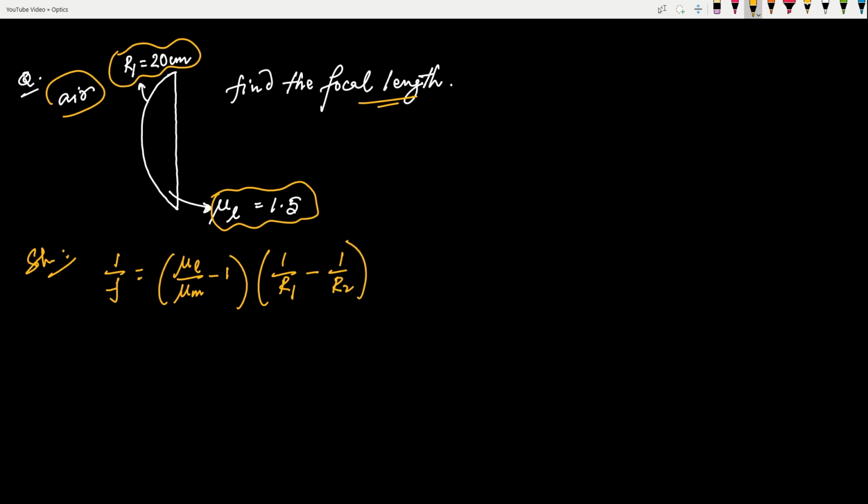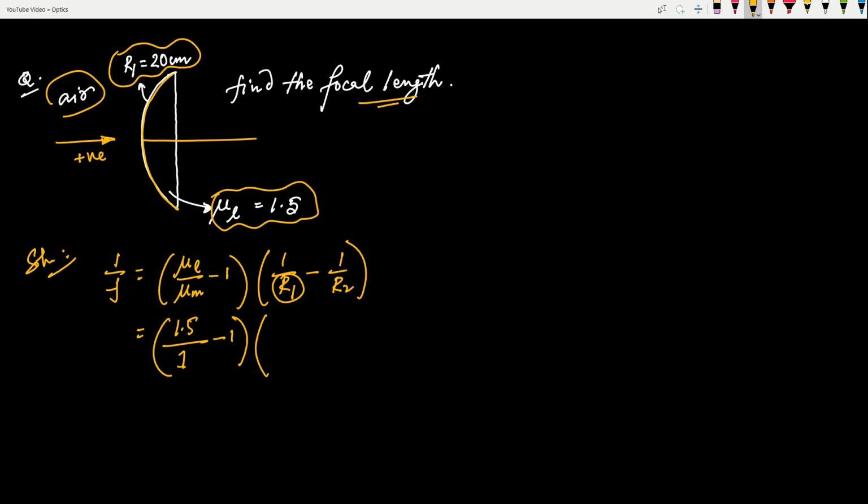This was the Lensmakers formula. Now the refractive index of the lens is given to be 1.5, and since it is kept in air, the refractive index of the medium will be 1, minus 1, multiplied by the radius of curvature of the first surface, which is given to be 20 centimeter. Now you need to check the sign. The incident ray will be from this direction, so this direction will be taken as positive, and we can see that the curve is in this way.